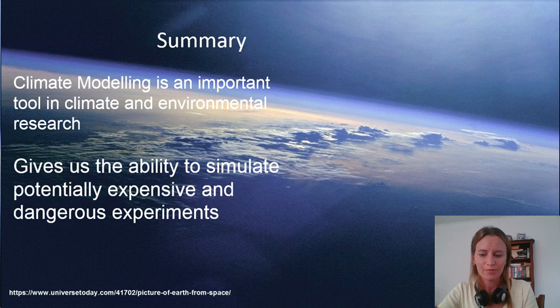In summary, climate modelling is an important tool in climate and environmental research. It provides the ability to test scenarios and simulations without having the expense and time and potential damage of physically running large-scale experiments. And although climate models cannot currently accurately predict the future, as the technology and the global chemical and physical data becomes more advanced, models will become more accurate. And in many cases, a close approximation can outweigh physical testing and observation.